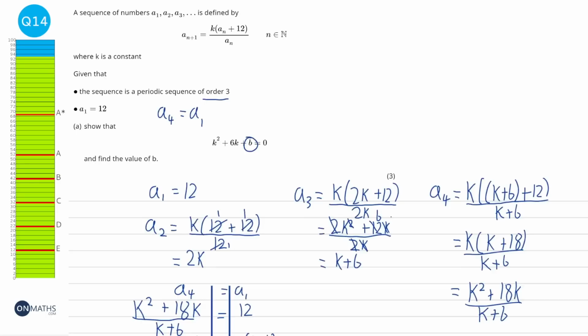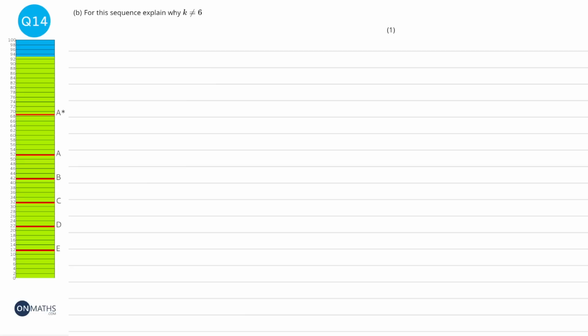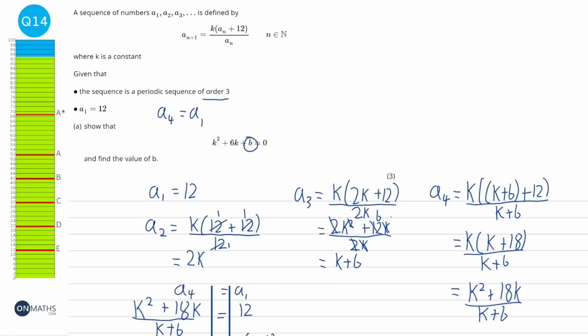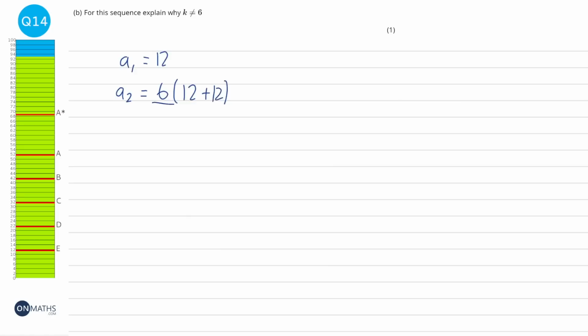So having a look here, we're going to have A1 as 12, A2 will be k, which we've said is 6, times that 12, plus 12, all of that over 12. 12 plus 12 is 24, and actually the 12s will all cancel, so we don't need to do that. So 2 times 6, which will be 12. So A2 is actually 12.